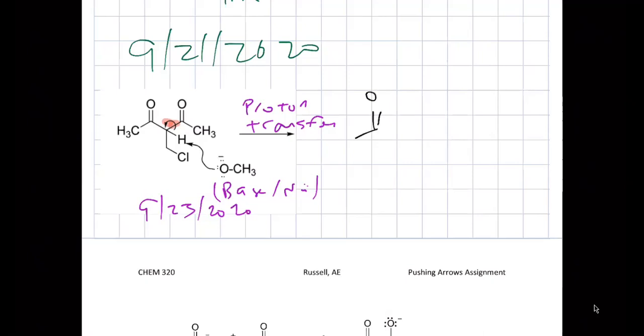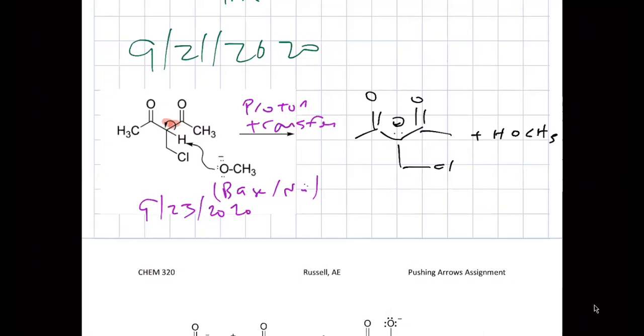All right, so let me draw what we get. So that's what we're going to get from that, plus HOCH3. But we can still calculate delta H, whether it's nucleophile, electrophile, acid base, doesn't matter.